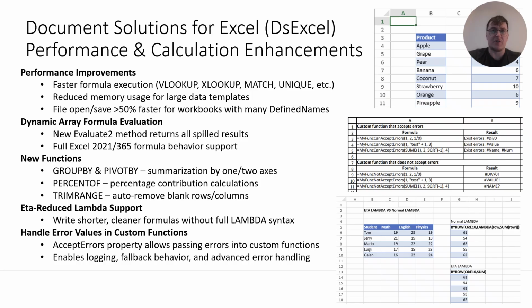If you write custom functions, you'll appreciate ETA-reduced lambda support. This lets you skip the full lambda syntax and write much shorter, cleaner formulas, making your workbooks easier to read and maintain. And finally, you can now handle error values inside custom functions with the new AcceptErrors property.